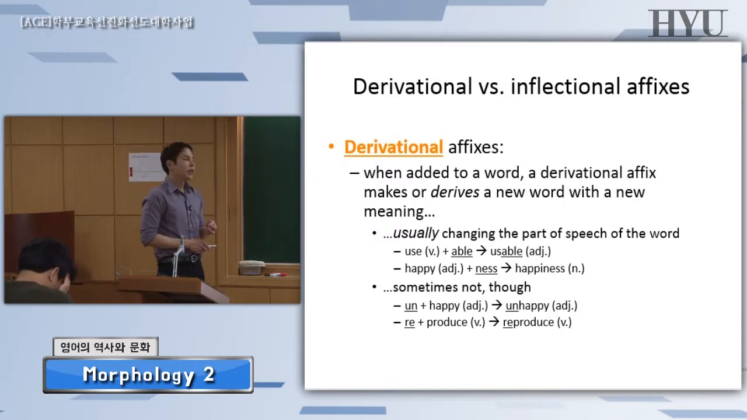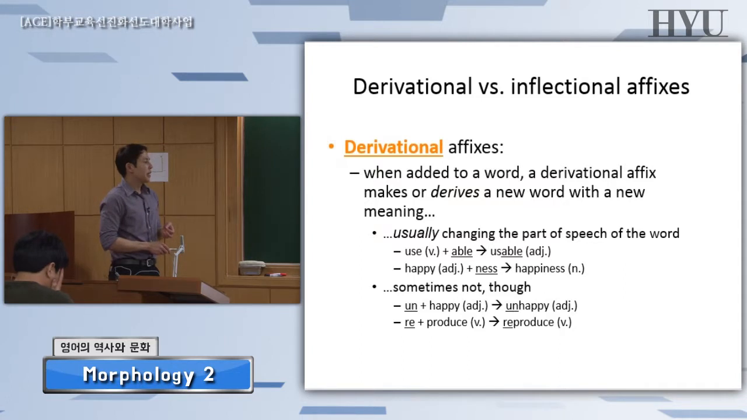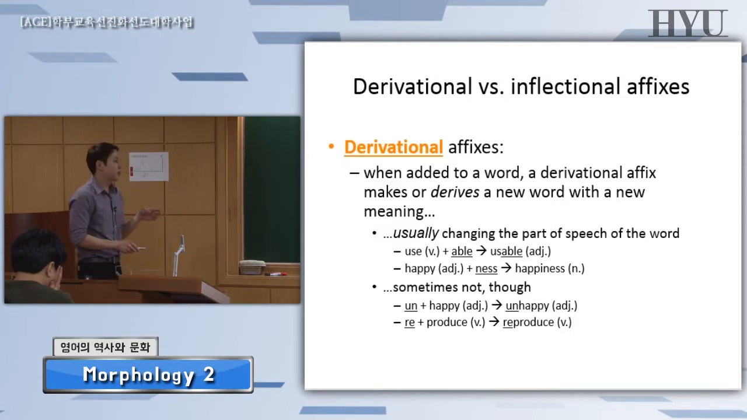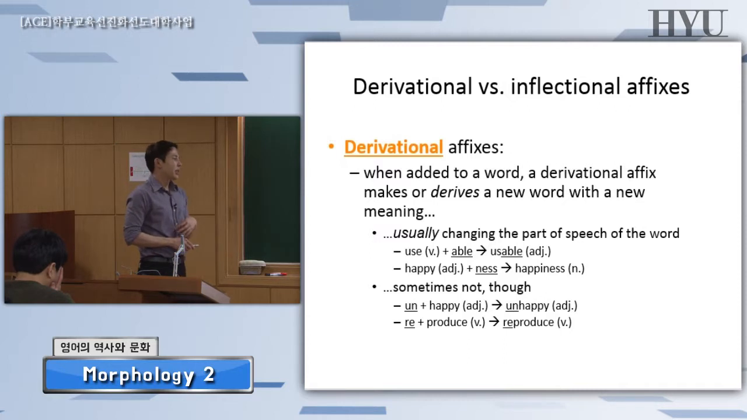Sometimes not. Like unhappy, especially if it's a prefix, unhappy is still an adjective from the adjective happy. Re plus produce, reproduce is a verb, right? Still from the verb to produce. Most of the time, a derivational affix will change the part of speech, but many times, no. Okay?